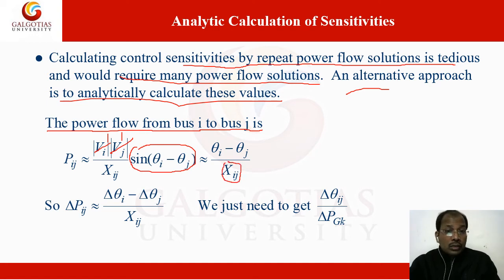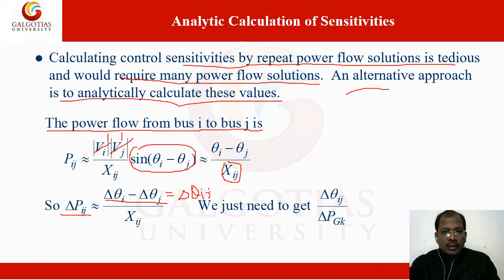From the power flow equation, when we apply these assumptions, we get these terms. You can see that when we change the real power, this is proportional to the angle change. This is the angle change, this is the real power change. So we just need to get del theta_ij by del P_Gk. This is del theta_ijk. When we combine these, this is del theta_ij.